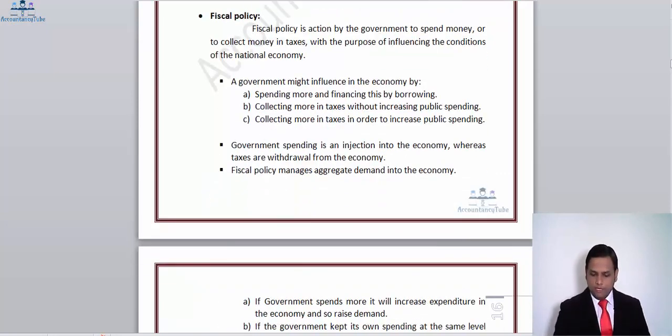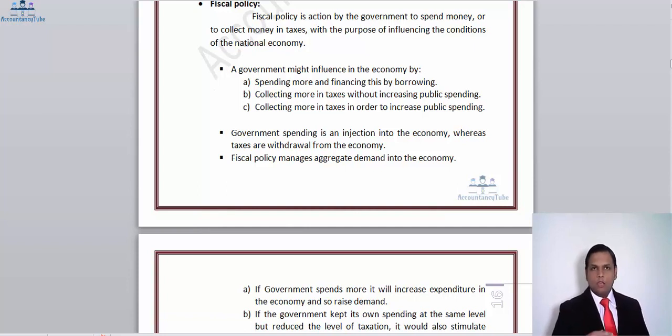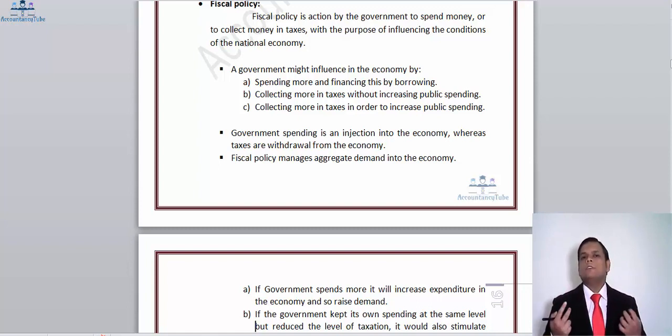Now, the first instrument that the government has to control the economy is fiscal policy. Fiscal policy, simply put, is a tax policy, if you ask me. Through this policy, the government actually creates demand and also reduces demand by using the taxation system. Now, there are three ways through which a government can do that. First is spending more and financing this by borrowing.